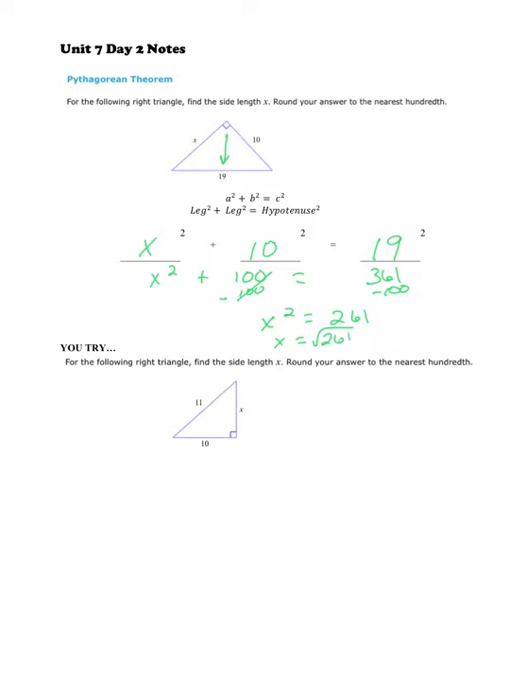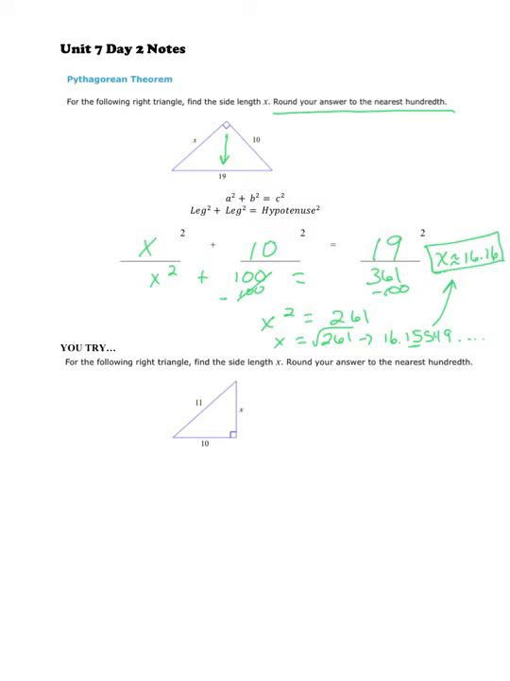And if you'll notice, it says round your answer to the nearest hundredth. So let's find the square root of 261. That is 16.15549, etc., etc. Remember, underline where you want, and then look if you have to round. X is approximately 16.16. Okay, that's using the Pythagorean theorem.